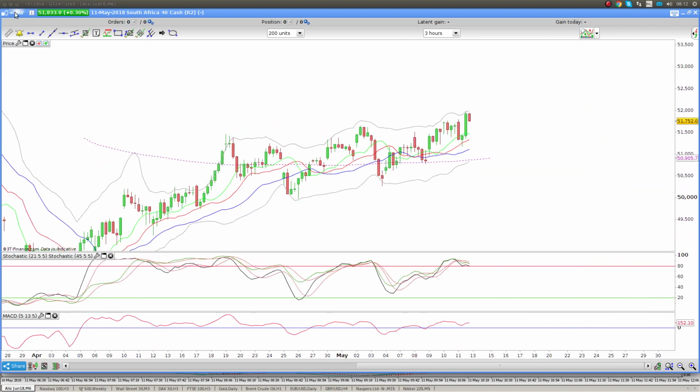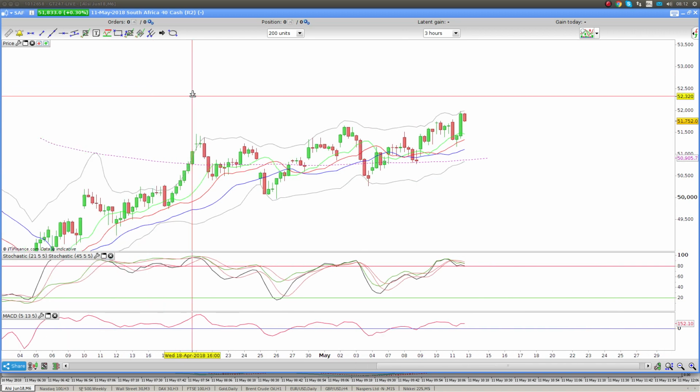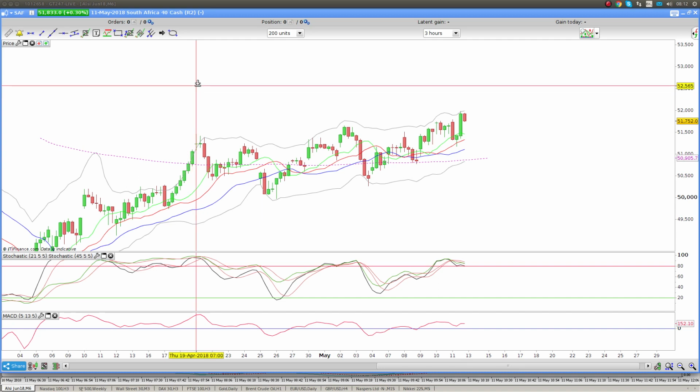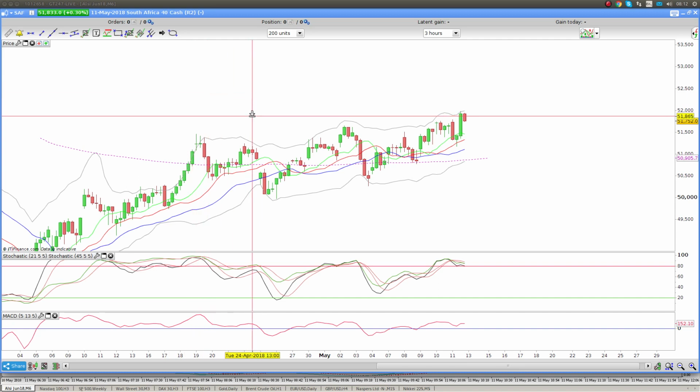For this example, I'm using the South African Top 40, the Aussie. You can use pretty much anything you want to. It works very well on pretty much all the indexes. I haven't tried it too much on forex, but on the indexes, it definitely is something that works. If you manage to fiddle with it on forex and it's successful, please let us know. Drop us a comment below.